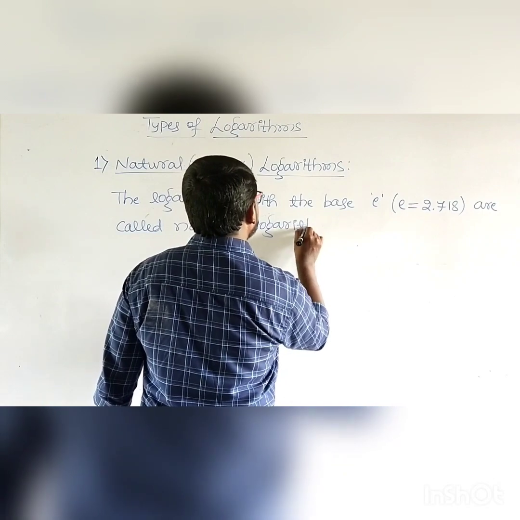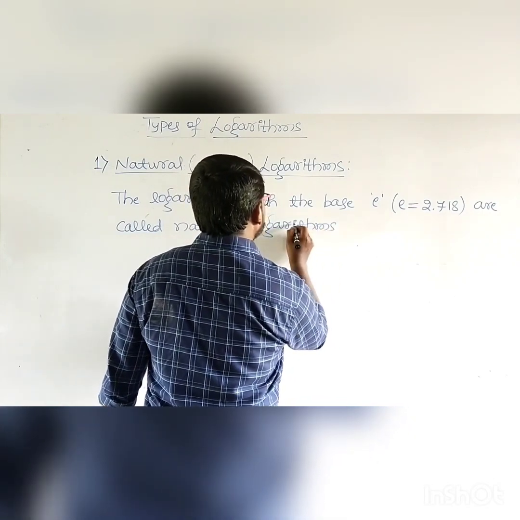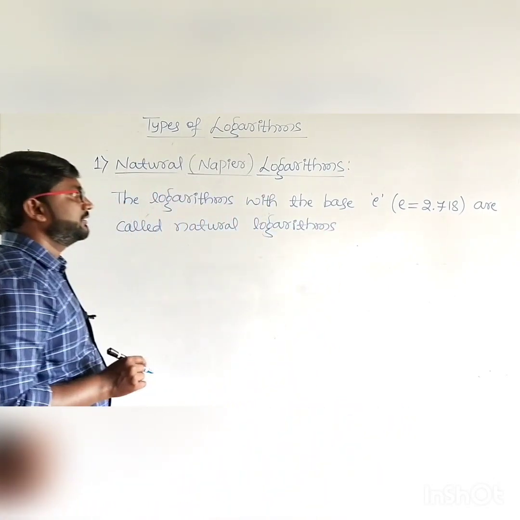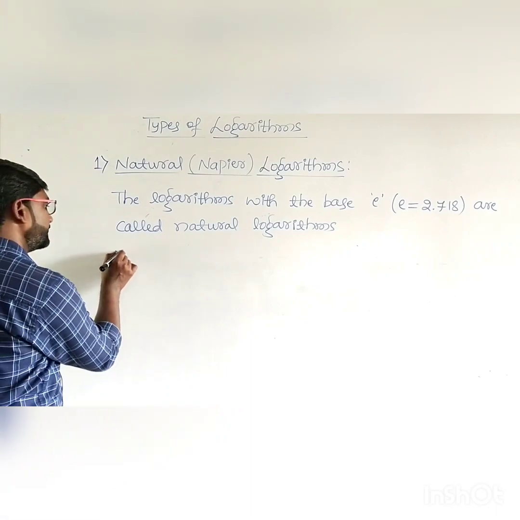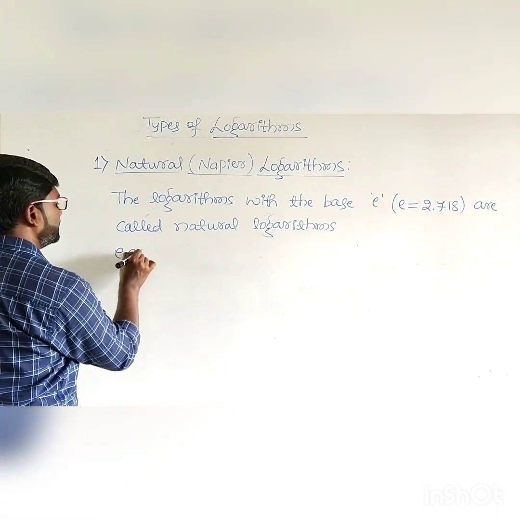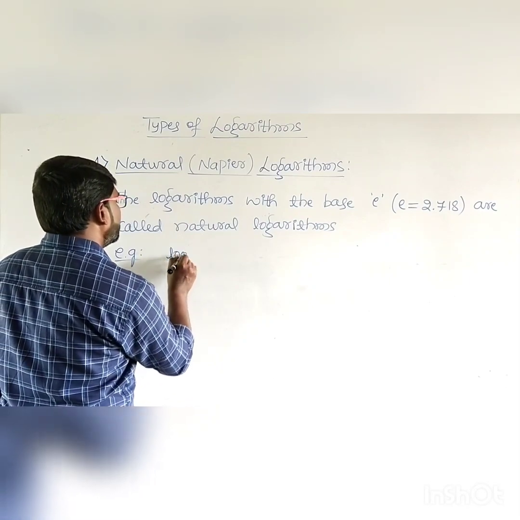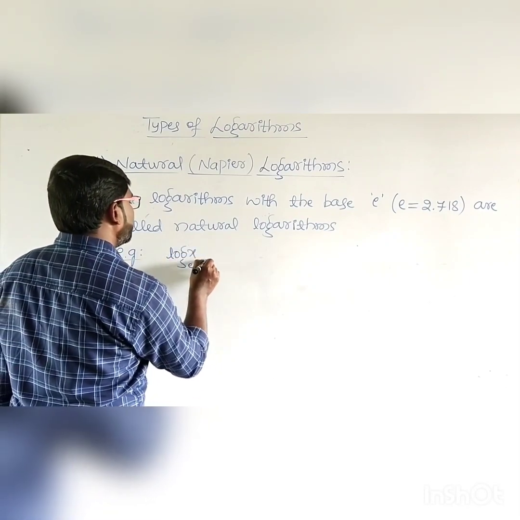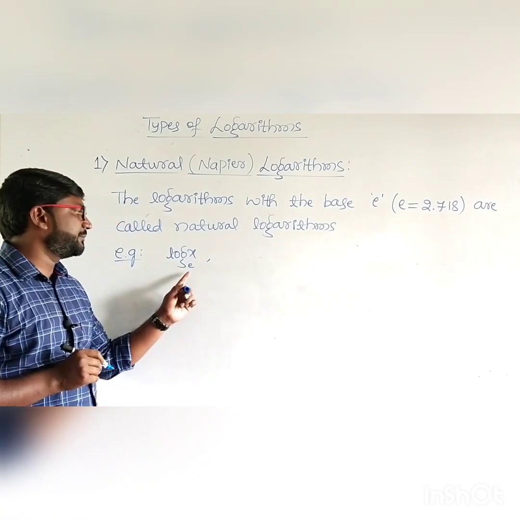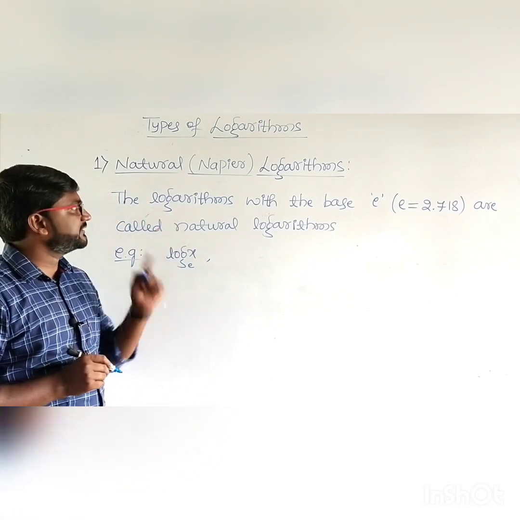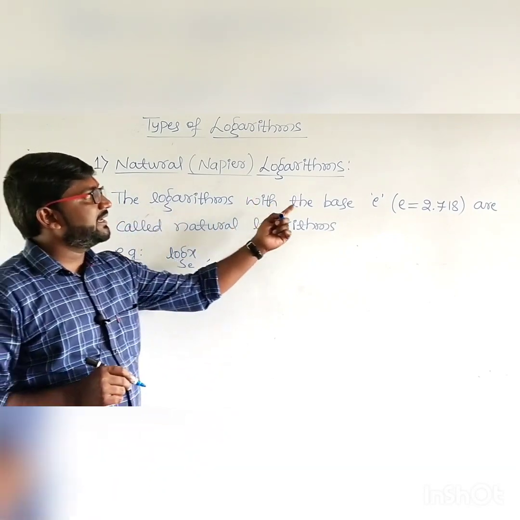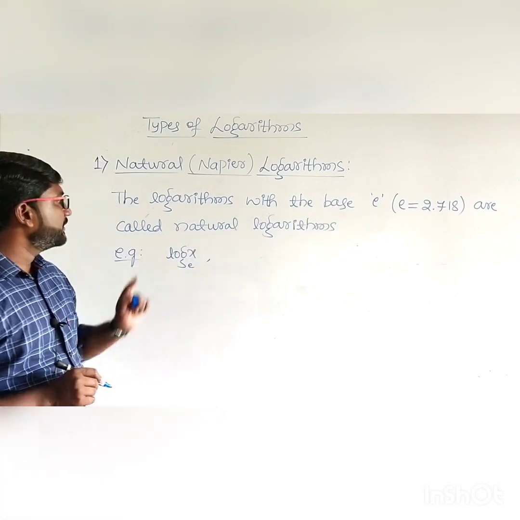So let us give some examples. Here, log x to the base e. It is compulsory to mention the base as e. That's what the definition says. The logarithms with the base e are called natural logarithms.